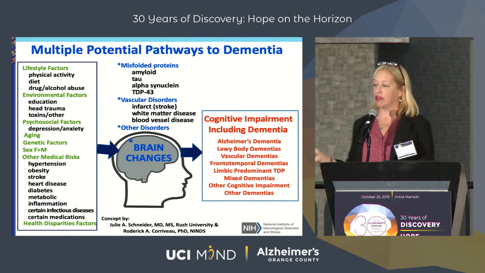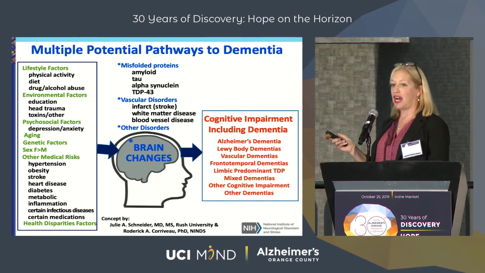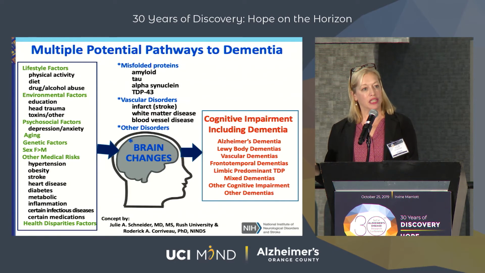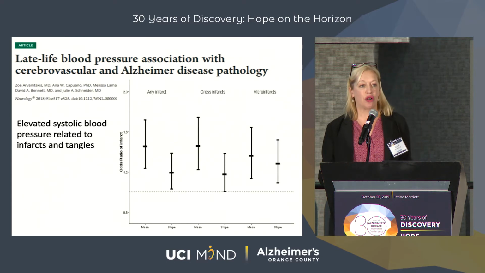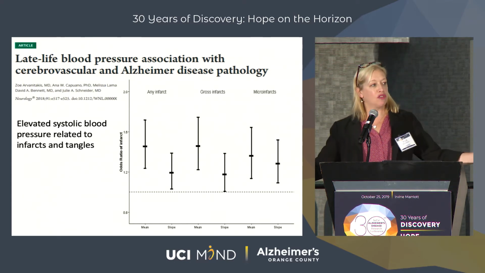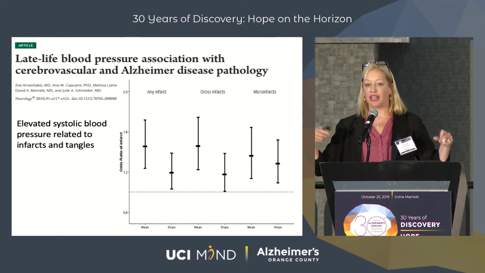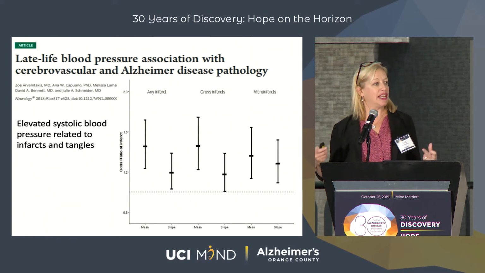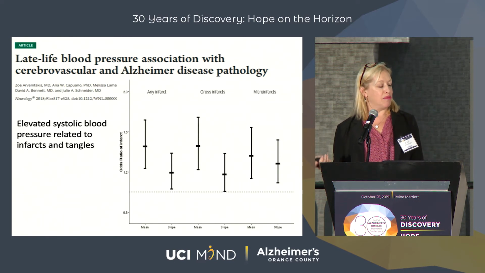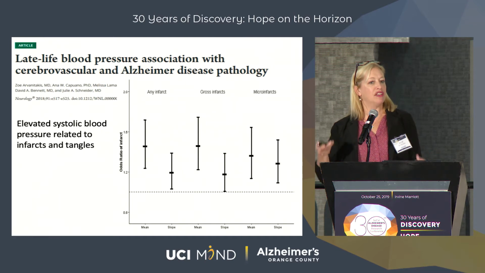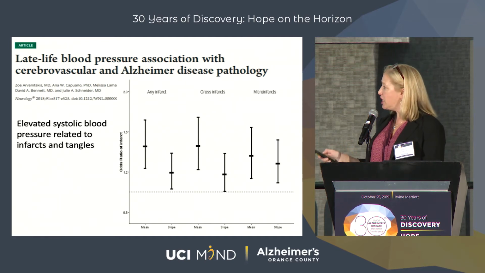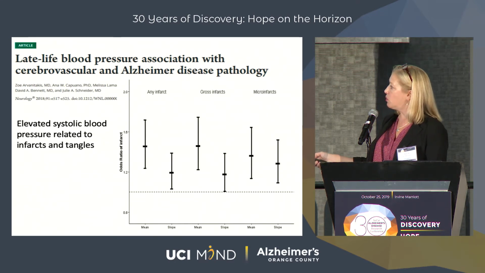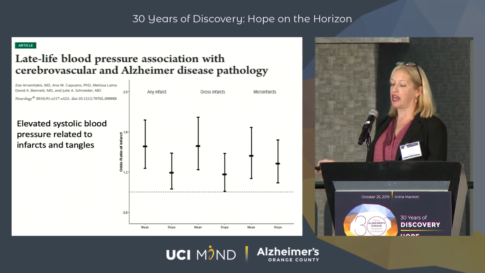We don't know everything happening in the brain, but we can look at that by looking at our participants in these studies. So here we looked at late life blood pressure. So we took an average of older people's blood pressure, whether or not they had hypertension, and said, what happens to the brain in people with elevated blood pressure, even at these older age groups? And what we found was that indeed, the people with elevated blood pressure had more gross infarcts as well as microscopic infarcts in their brain.